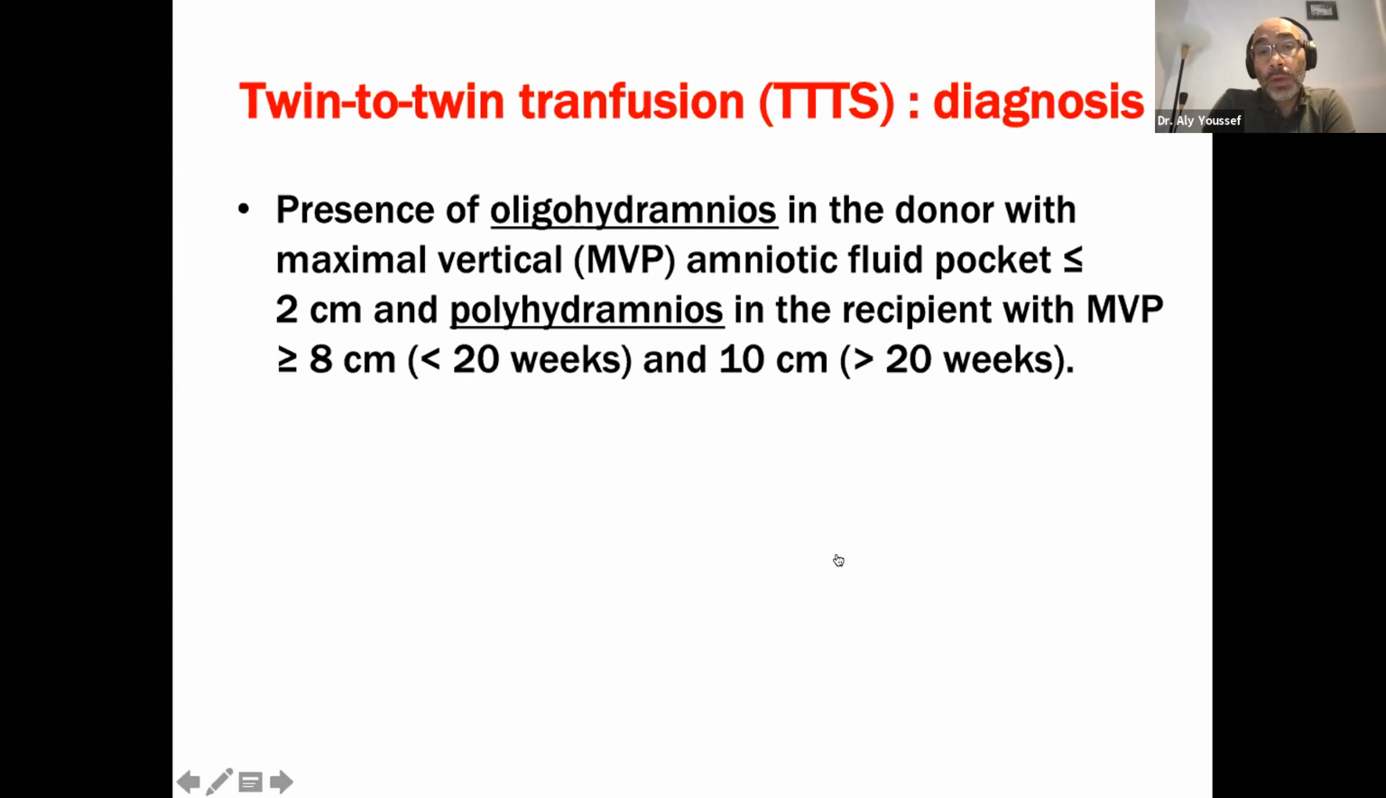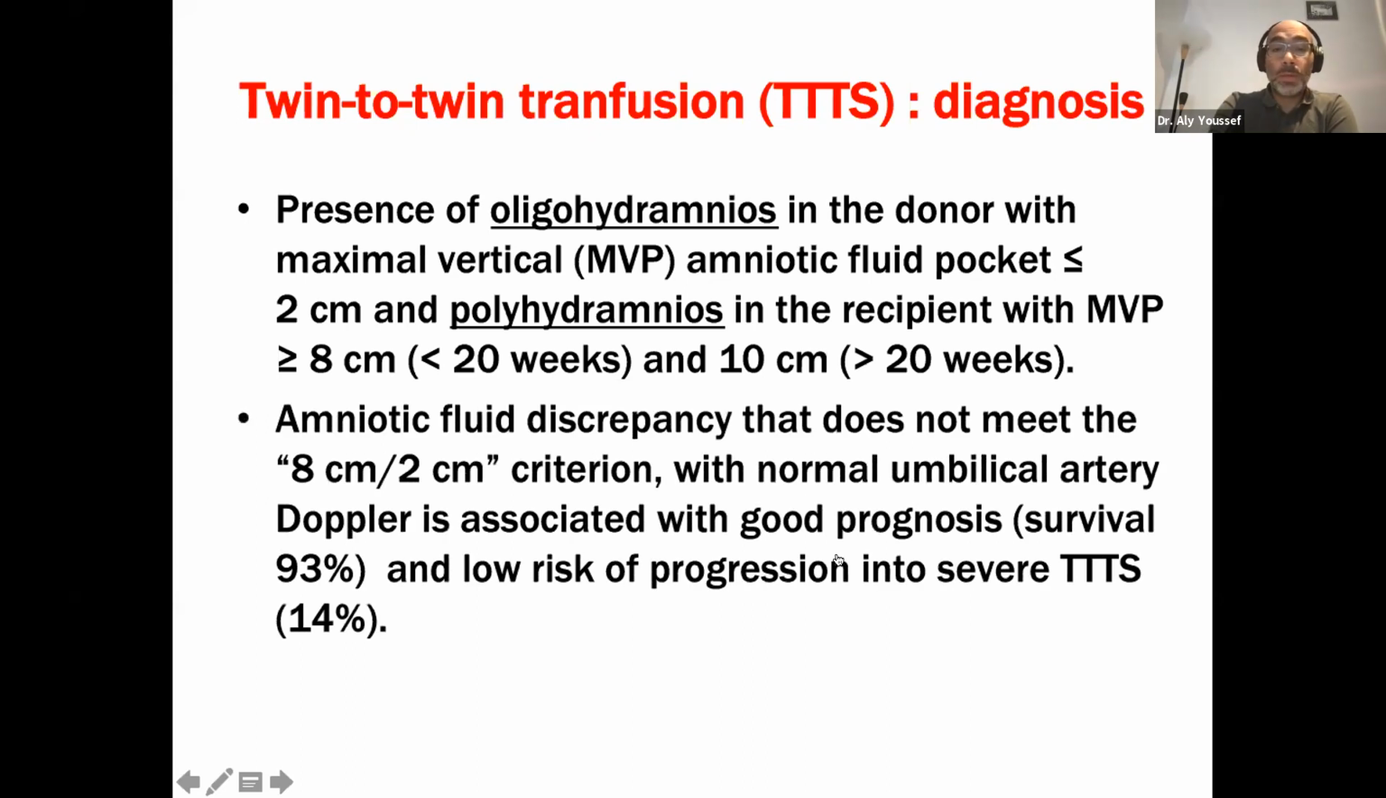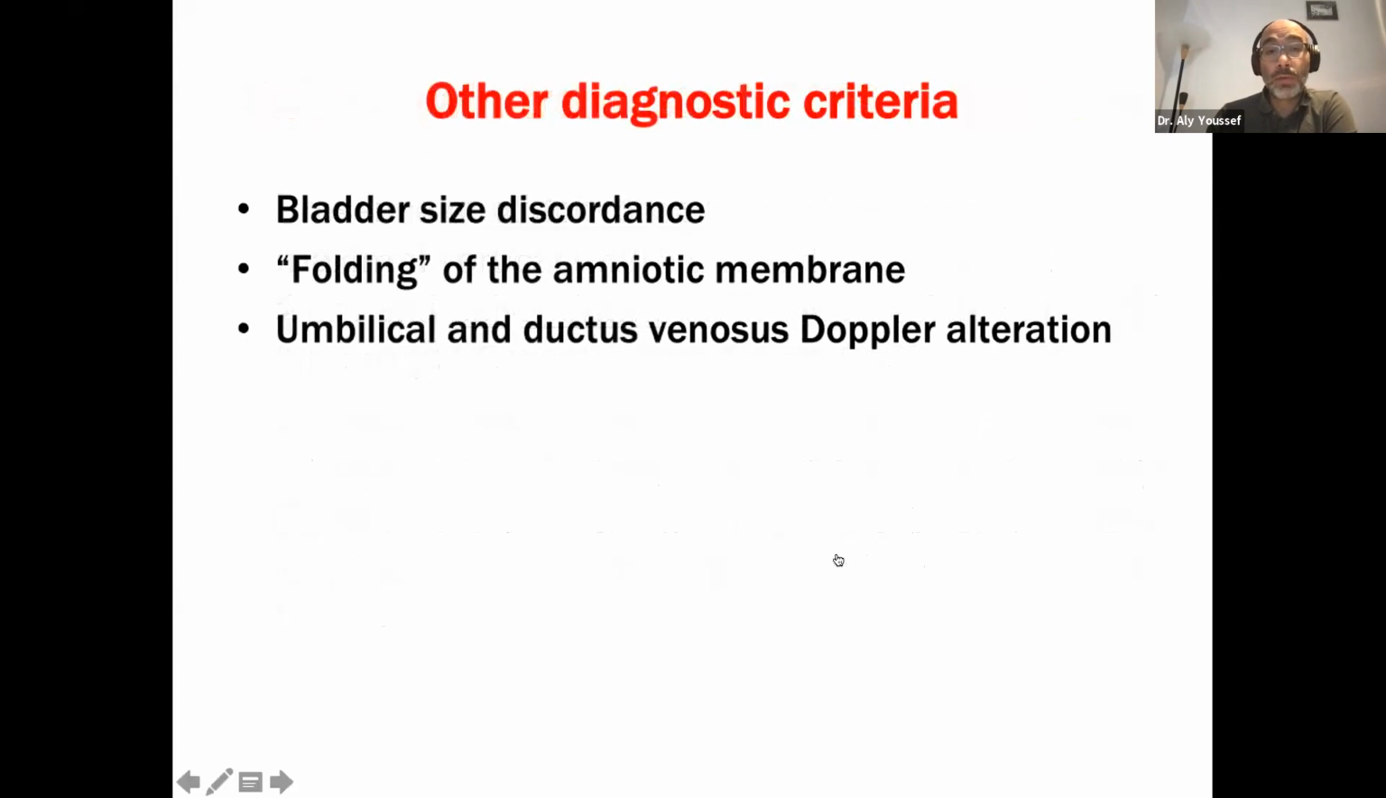The diagnostic criteria prenatally is the presence of oligohydramnios in the donor, which is defined as a maximum vertical pocket less than 2 centimeters, and polyhydramnios in the recipient, which is defined as 8 or more centimeters before 20 weeks, and 10 or more centimeters after 20 weeks. Any discrepancy in the amniotic fluid not respecting these strict criteria is associated with a much better outcome than the classical definition of the TTTS.